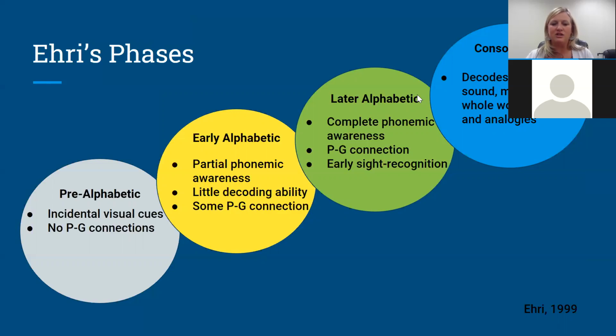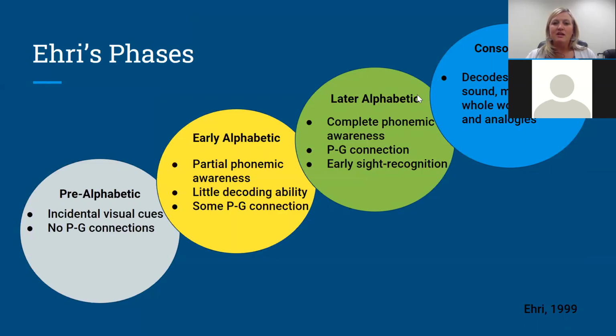The second phase in Airy's development is the early alphabetic phase. In this phase, she does say that they develop that phoneme grapheme connection. There's a little bit of decoding going on, and there's awareness with phonemes at a slight level. The later alphabetic phase is really where they get that complete phonemic awareness. The phoneme grapheme connection is there, and we do have early sight recognition with some automaticity with some of those sight words.